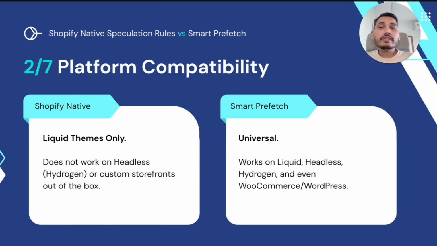The second big difference is about platform compatibility. Again, because Shopify uses hard-coded rules, they don't have data intelligence. And what they do is, because it's a hard-coded rule, the rule is hard-coded for every theme. And this feature is available only for Liquid themes. You cannot use it for any other themes. And all the rules are hard-coded.